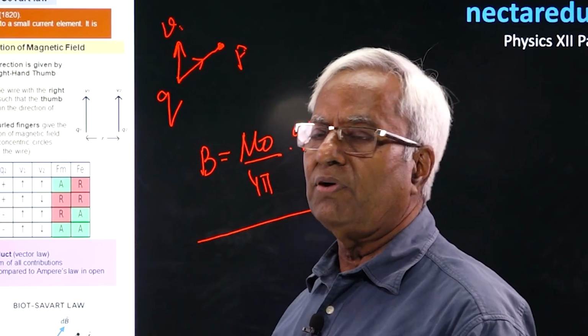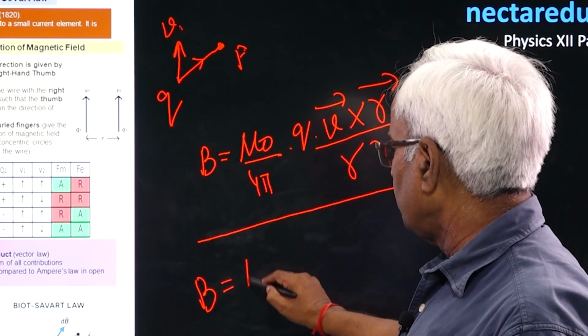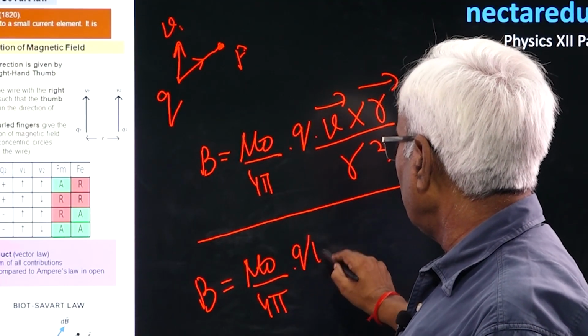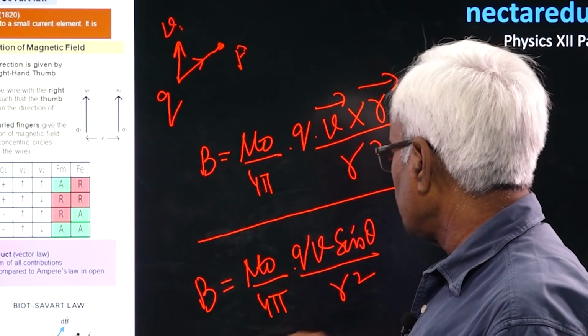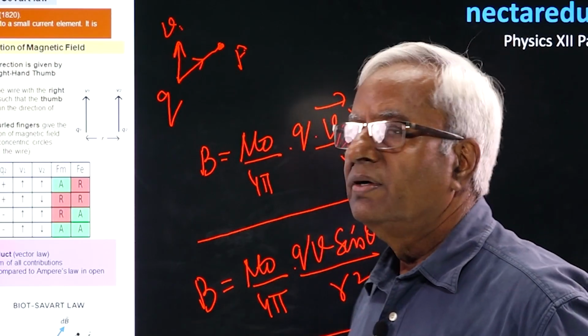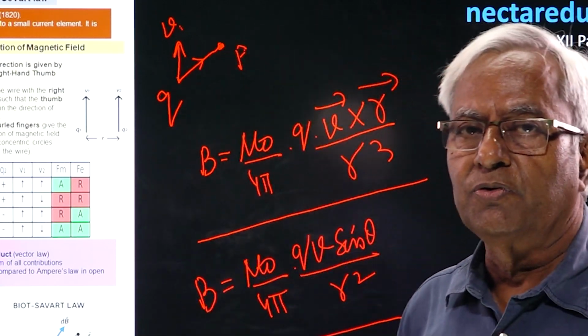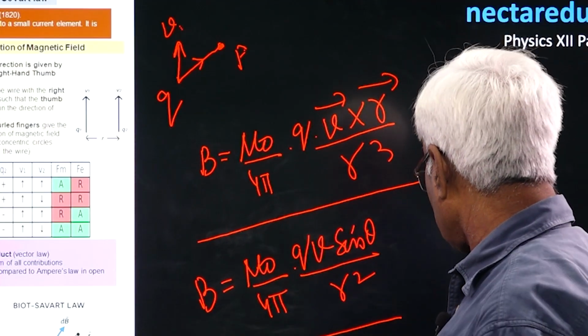If you write it in vector form, this is r cube, and if you just expand this vector form, you will get the relation mu naught upon 4 pi, q v sine theta upon r square. Mu naught, you know, is the permeability of free space. Its value is 4 pi into 10 to the power minus 7 Newton per ampere square.